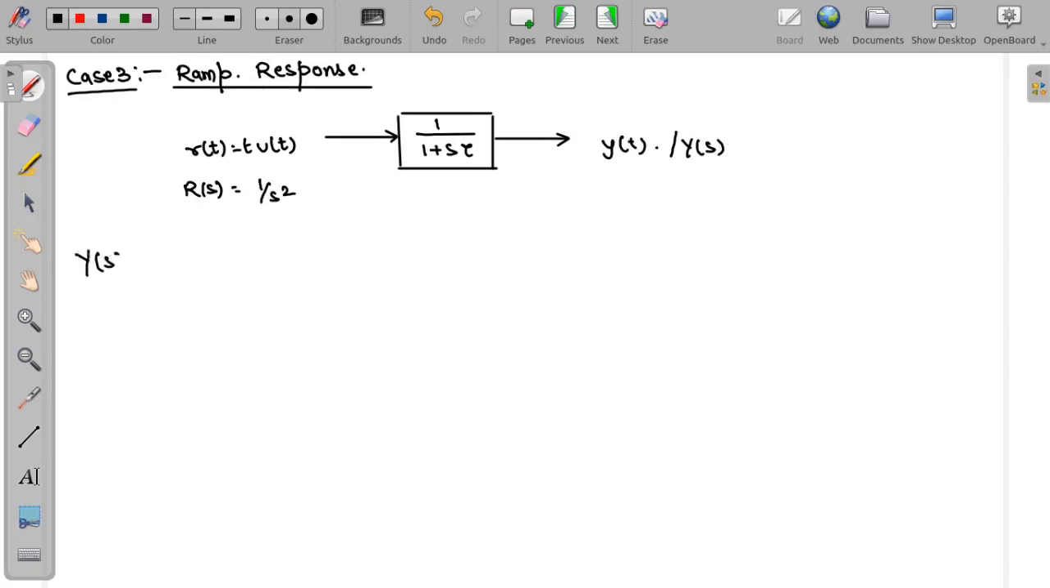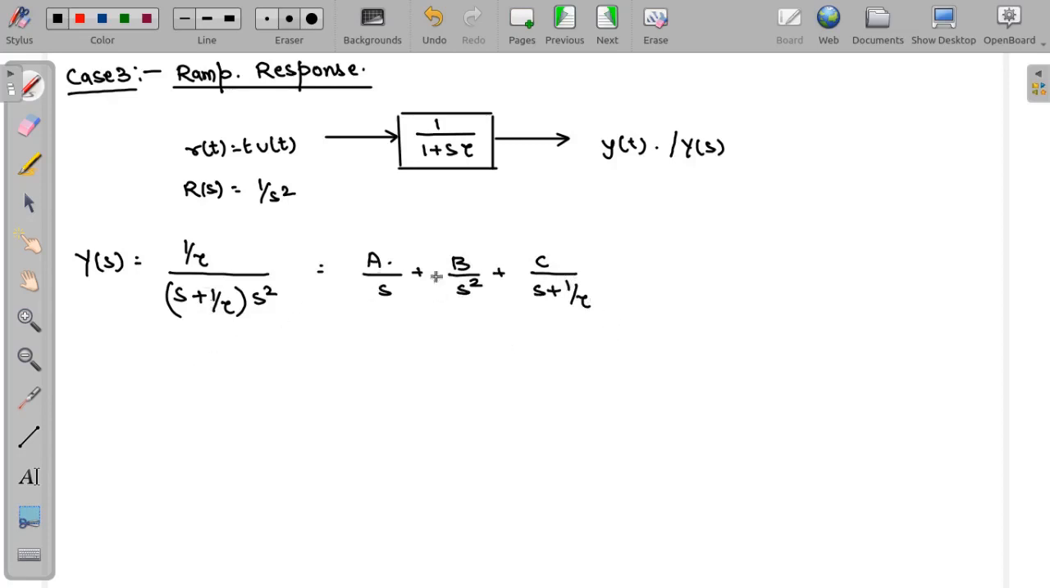So Y(s) is equal to (1 by tau) over (s plus 1 by tau) into R(s), and R(s) is 1 by s square. So write it over here. Now you need to do what? Partial fraction. So this will be A by s plus B by s square plus C divided by s plus 1 by tau. Over here quickly I will show you how to do partial fraction.